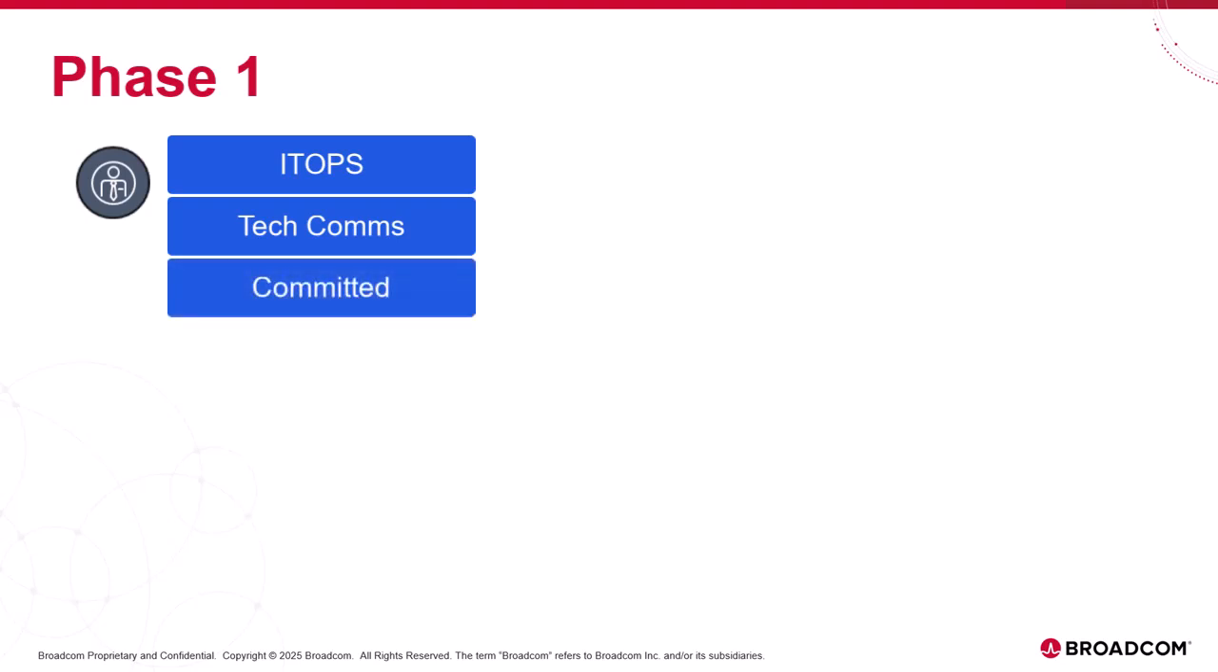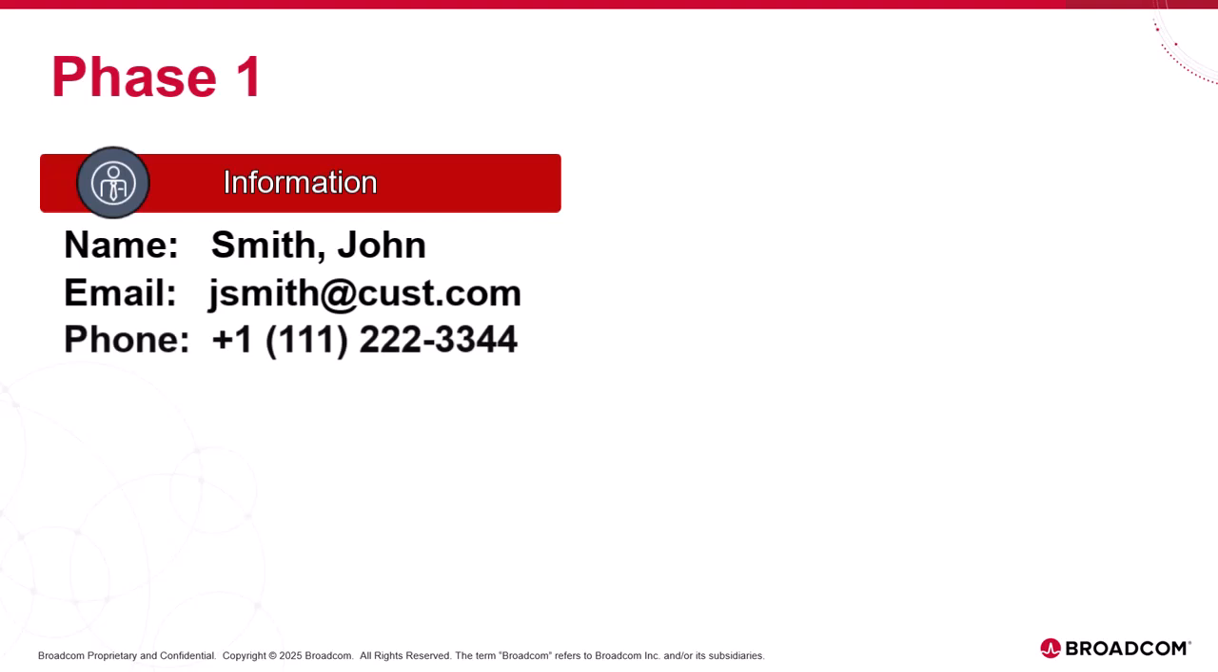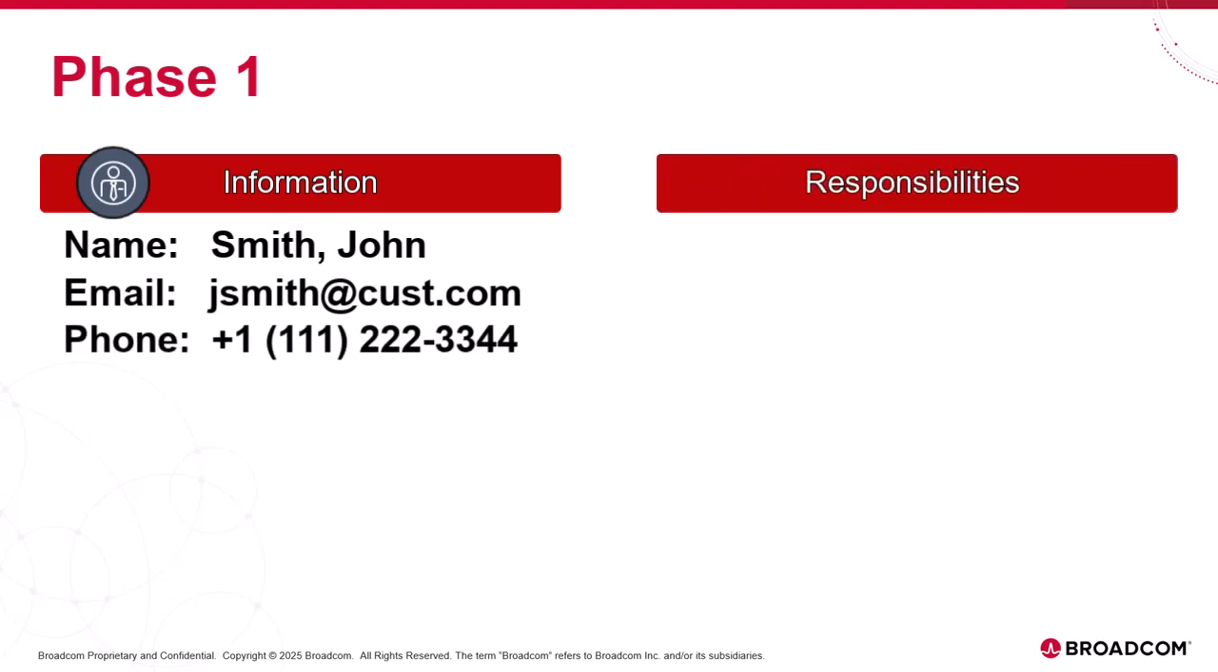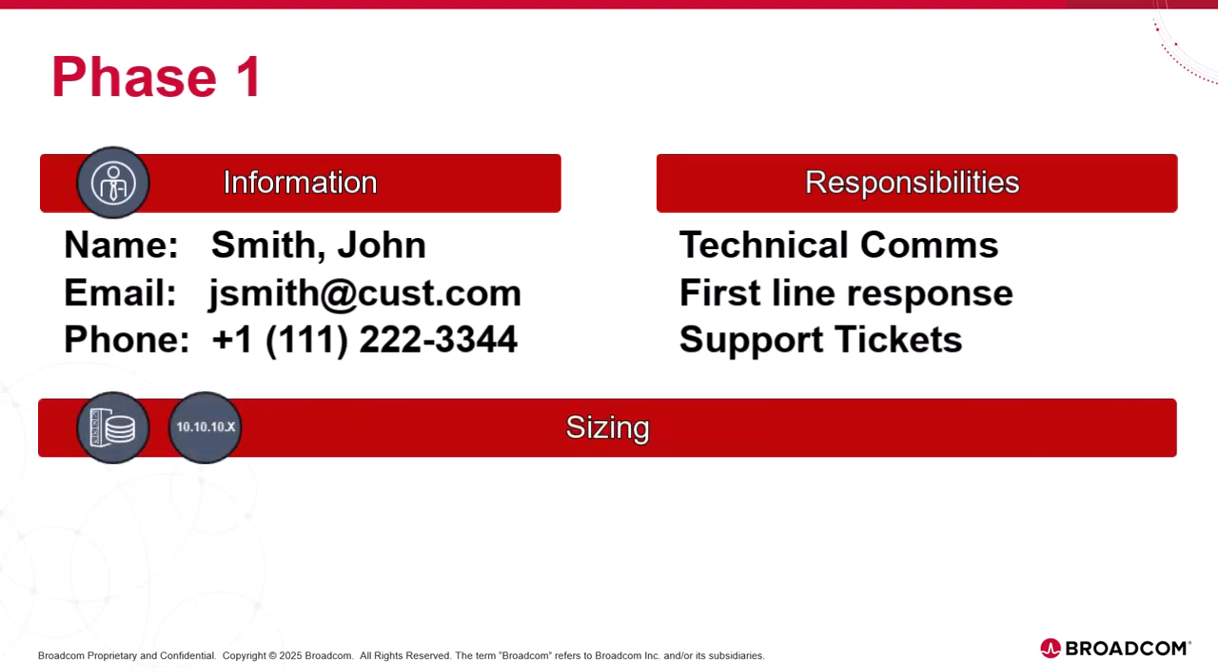Once you've assigned the person to the role, send us their complete information. Full name, email address, and phone number. They will become the de facto point of contact for all future technical communications. Broadcom needs to provision your SaaS instance, and sizing accurately is vital. For this reason, we ask existing customers to share the details of the on-premises instance with the following items.